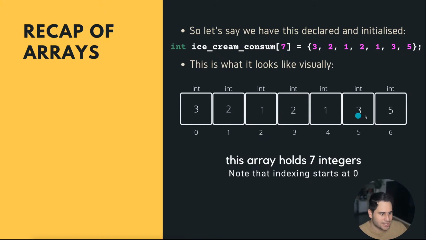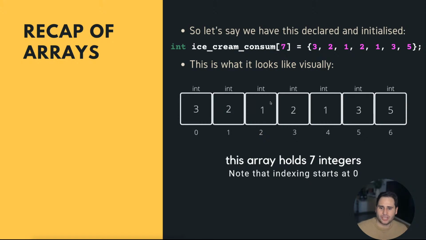And you can picture this as a row of elements in a container. The index at the bottom, 0, 1, 2, 3, 4, 5, 6, and then the value inside the array. So this array is holding 7 integers. So if I did ice_cream_consumed[2], for example, that will get me the value 1.